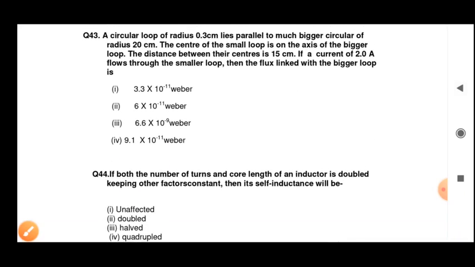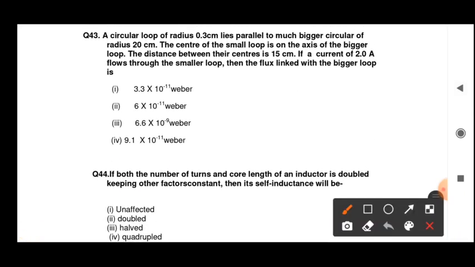The next question: a circular loop of radius 0.3 centimeter lies parallel to a much bigger circular loop of radius 20 centimeter. The center of the small loop is on the axis of the bigger loop. The distance between their centers is 15 centimeter.